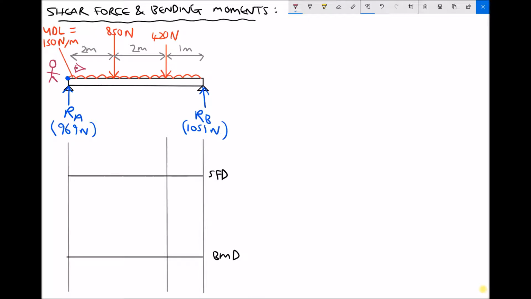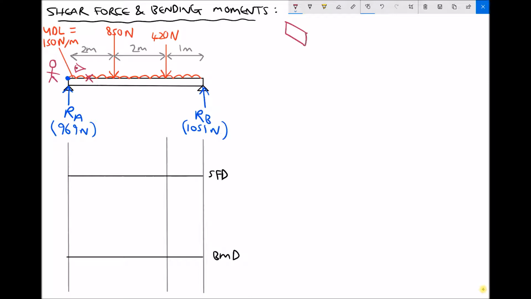In doing so, we can only see the forces that are in front of us. So when we move off of the left hand support, we can only see RA. When we move a metre along, we're only going to be able to see RA and a portion of the UDL. So the process that we're going to follow is exactly the same as in the previous video. We have the same conventions to adhere to.